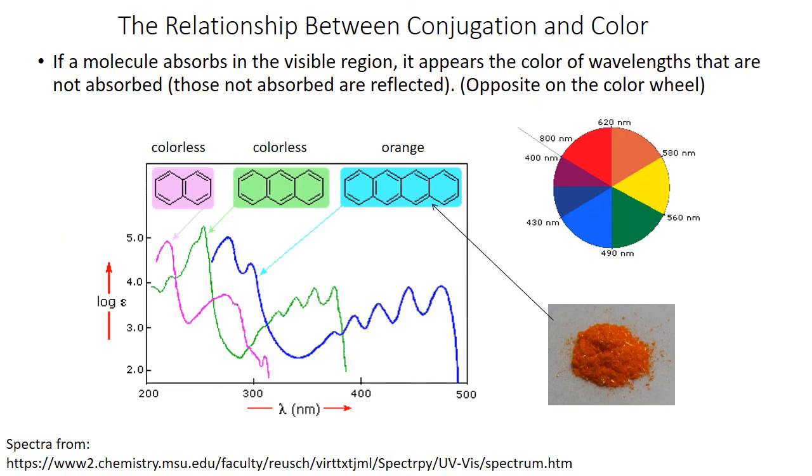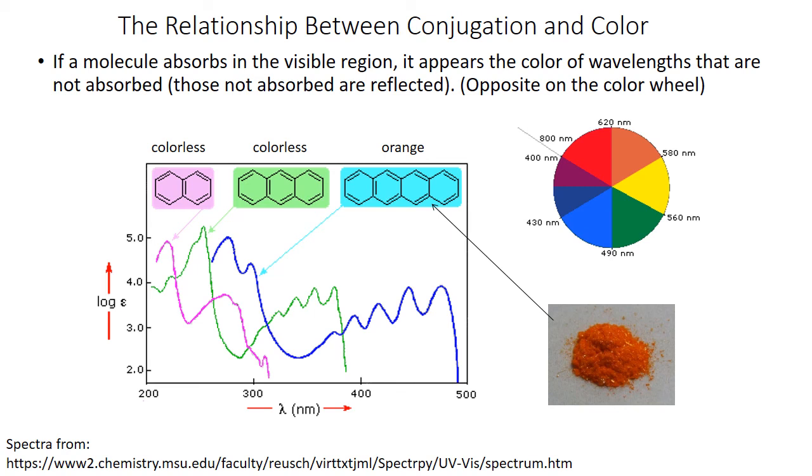Here we have an example of 3 molecules that are increasing in conjugation. The pink line is naphthalene, the green line is anthracene, and the blue line is tetracene. You notice that naphthalene and anthracene are not absorbing beyond 400 nanometers. That means that all of their absorption is in the UV region. These 2 compounds appear colorless.